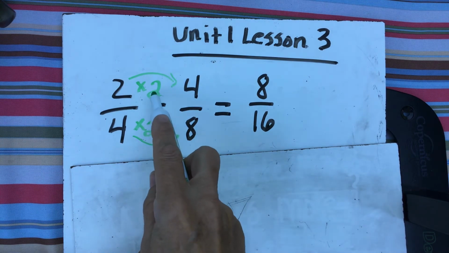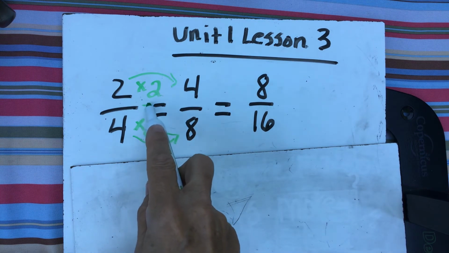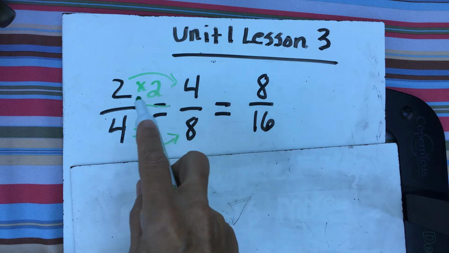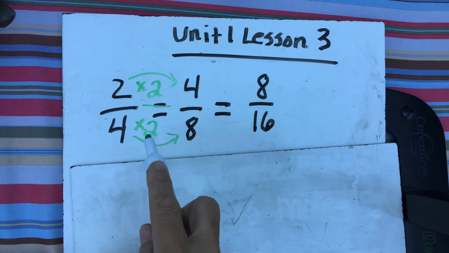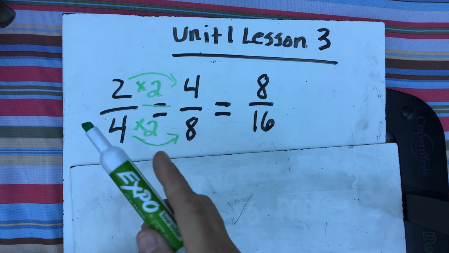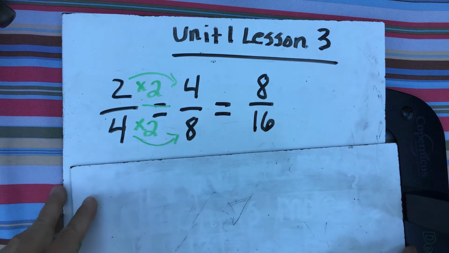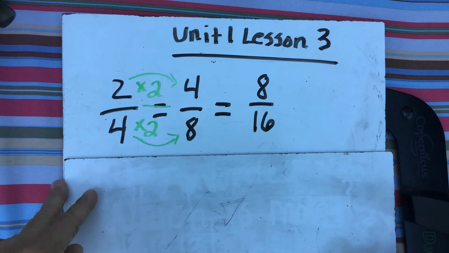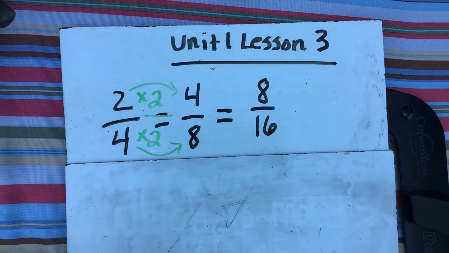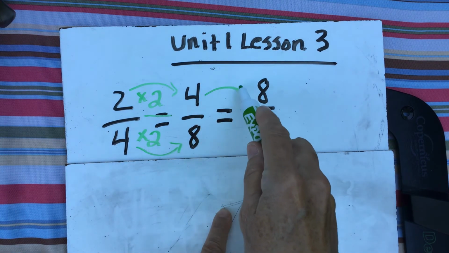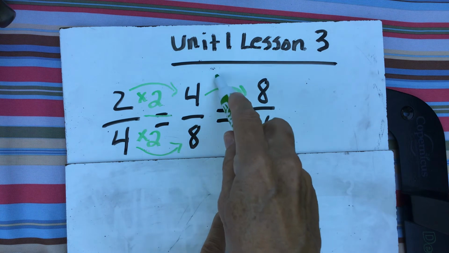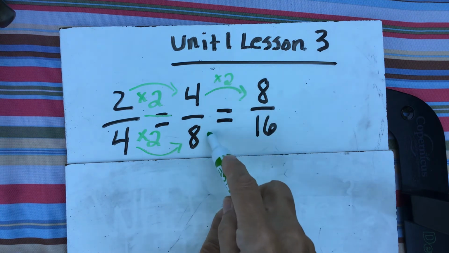And you'll notice, look, what I really did, if I draw a little green line here, I multiplied 2/4 times 2 over 2, which is the same as 1 whole. And you know that anytime you multiply something by 1, it doesn't change the value of it. It just changes how that number is represented. I can do the same thing to go from 4/8 to 8/16, times 2 on the top, times 2 on the bottom.